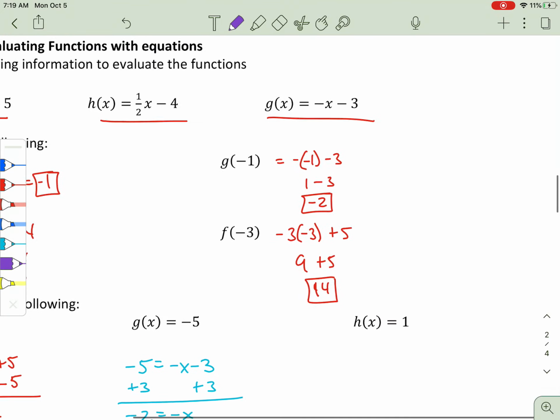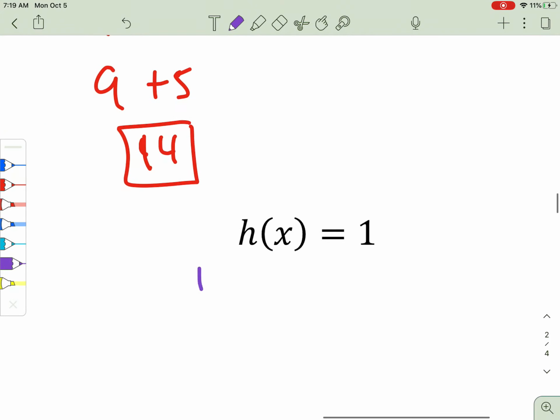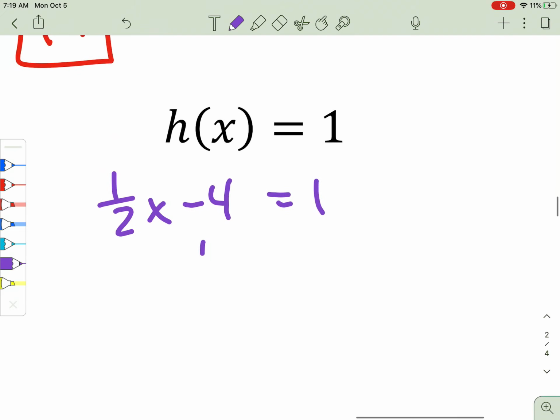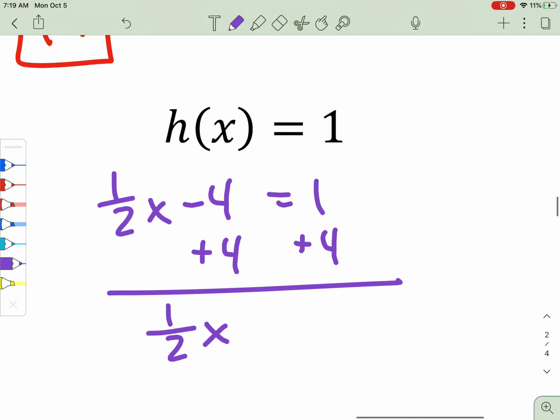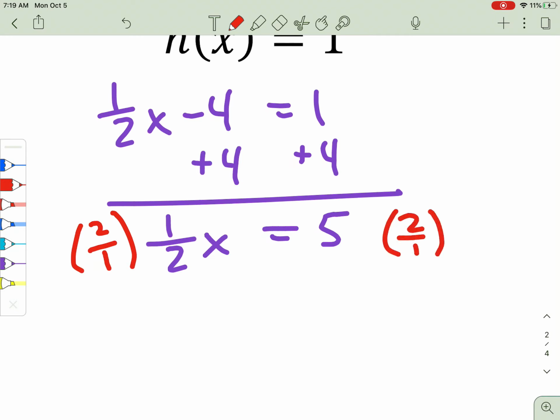Okay, h of x equals 1. So h of x was 1/2 x minus 4. And that equals 1. So we're going to add 4 to both sides. 1/2 x equals 5. Okay, we're going to multiply then by the reciprocal because we have a fraction out front. That gives us x equals, because these cancel, 5 times 2 is 10. 10 divided by 1 is still just 10.